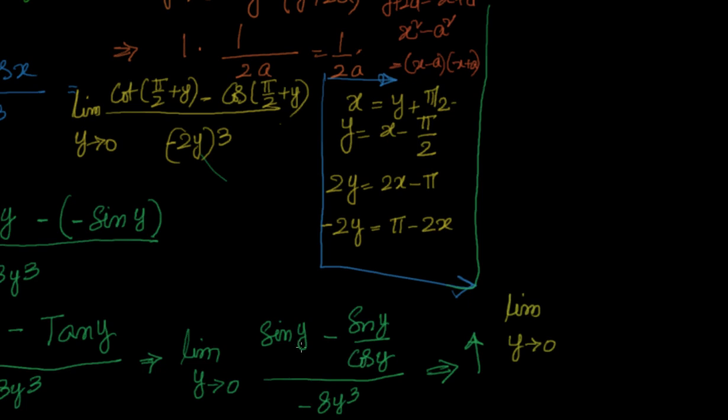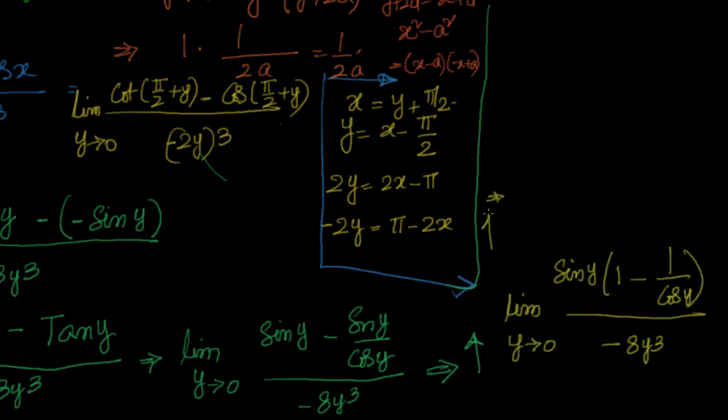If you take sin y common, I will have sin y into 1 minus 1 by cos y divided by minus 8y cube. That is nothing but equal to, if you go in this direction for a change, limit y tends to 0 of minus sin y. 1 minus 1 by cos y is cos y minus 1, but if I multiply with minus, it becomes 1 minus cos y divided by 8y cube.